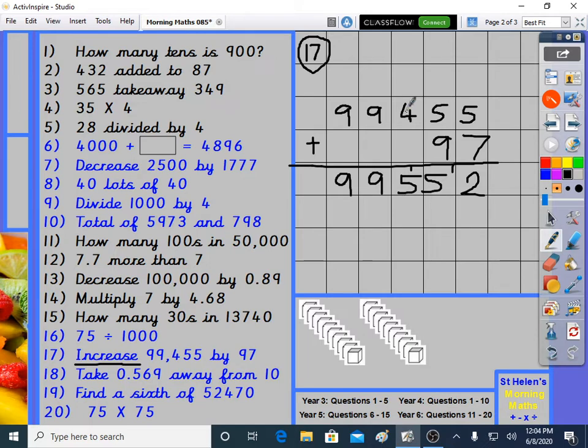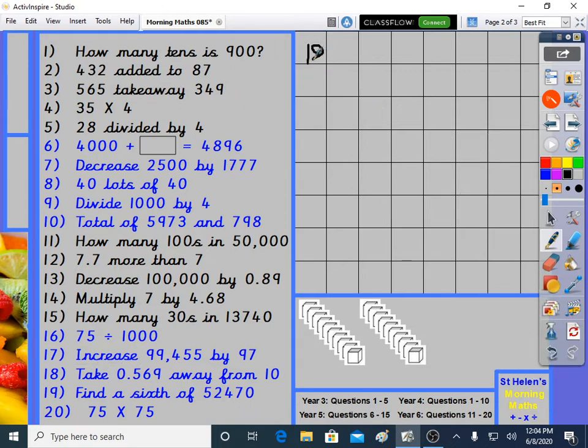99,552. It was 455, now it's 552. Yeah, that looks right. If you do a comma, it goes 3 from the end of the whole number. We only have a whole number. 99,552. Question 18. Take something away from something.